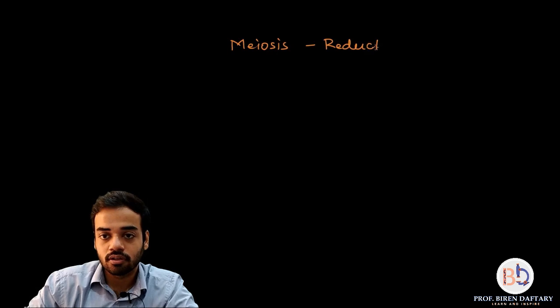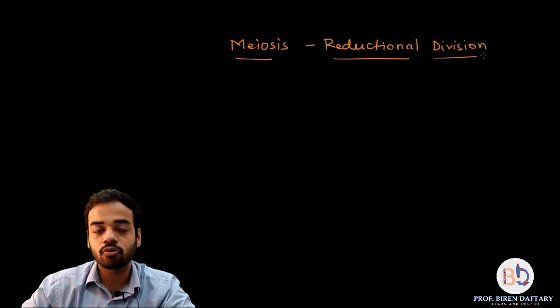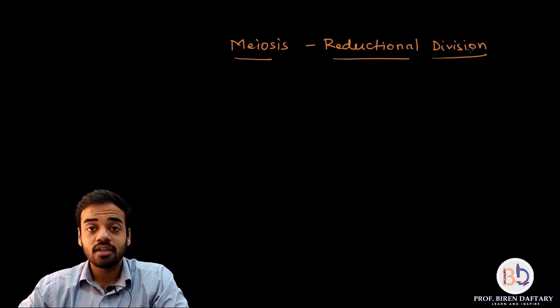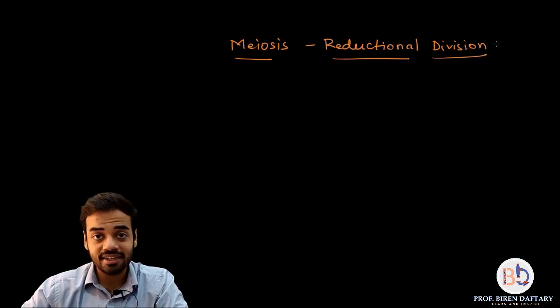So what is meiosis? Meiosis is also called reductional division. If you remember, mitosis is called equational division because the number of chromosomes in the daughter cells remains the same. But meiosis is called reductional division because the number of chromosomes in the daughter cells decreases.